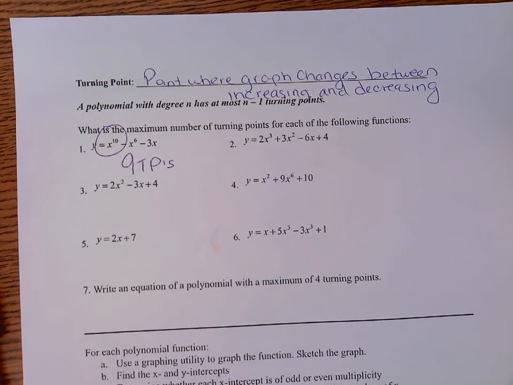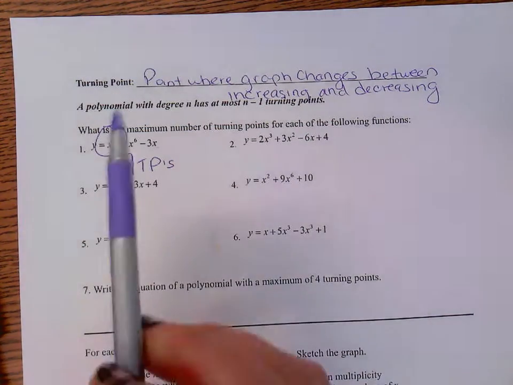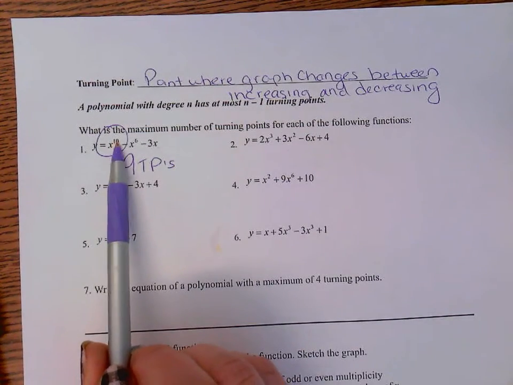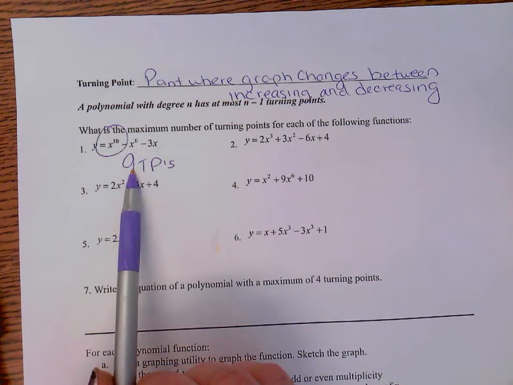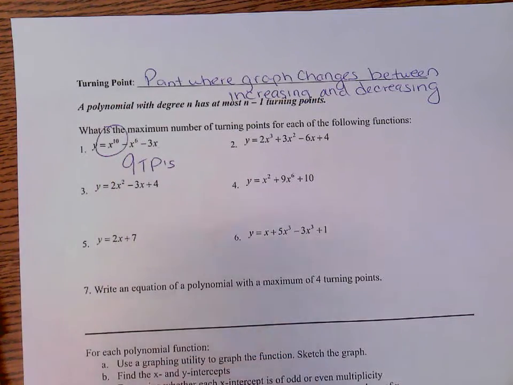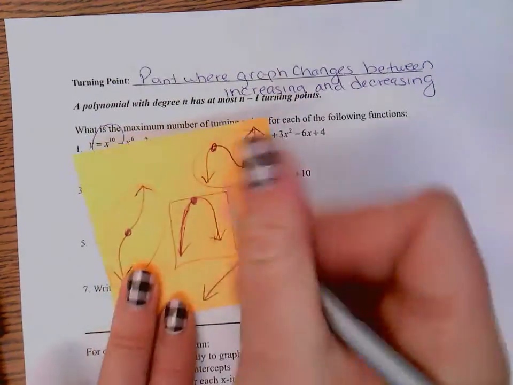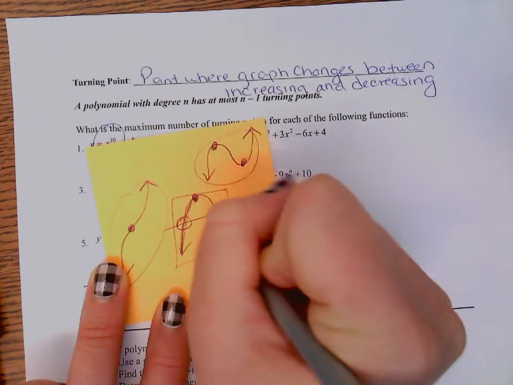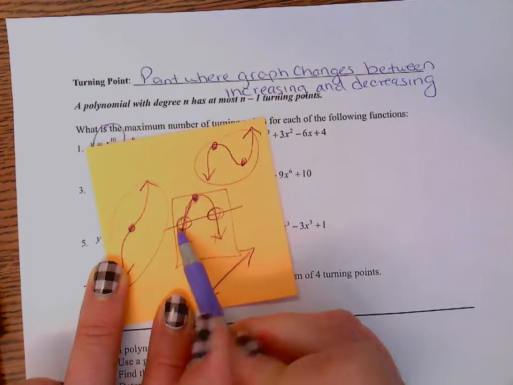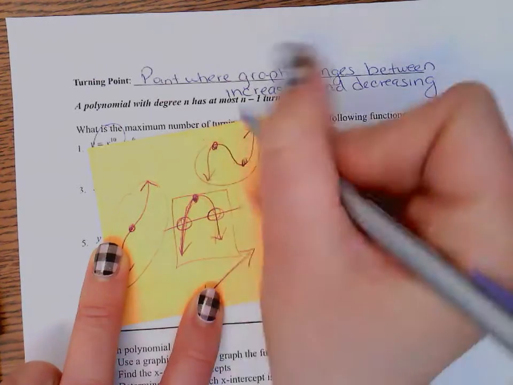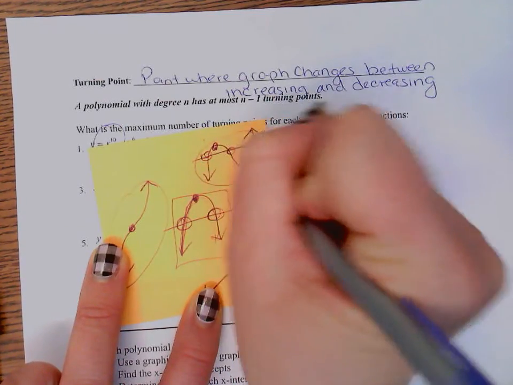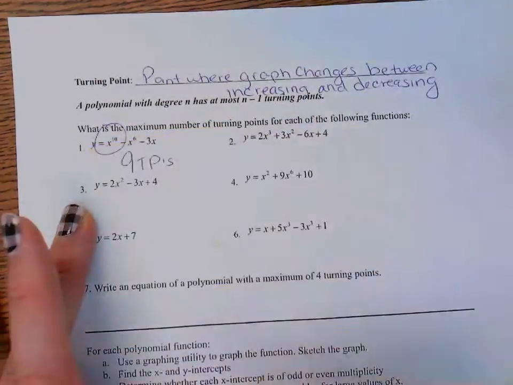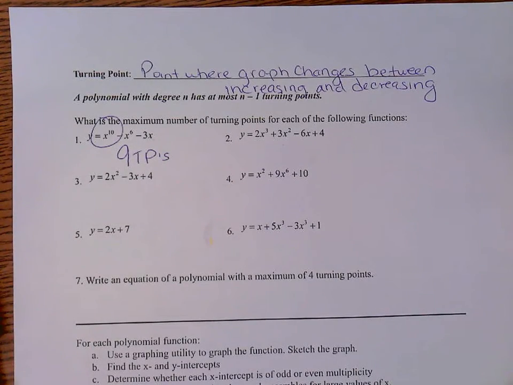And we talked about yesterday the maximum number of zeros. This could have at max 10 zeros. So the number of x-intercepts is equal to the degree, and the number of turning points is 1 less than the degree. And you can remember that from your quadratic. A quadratic has 1 turning point, but it could have 2 x-intercepts. A cubic function has 2 turning points, and it could have 1, 2, 3 x-intercepts. So this is asking you for the max turning points for each one.